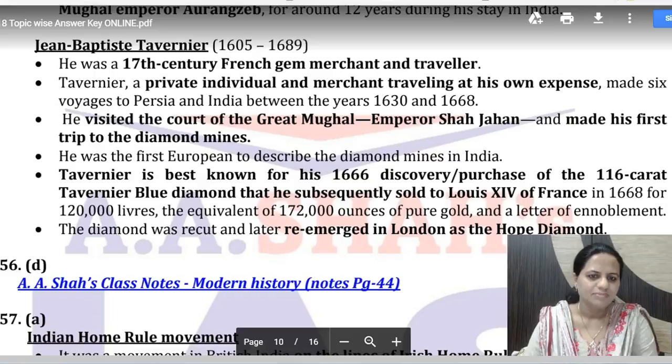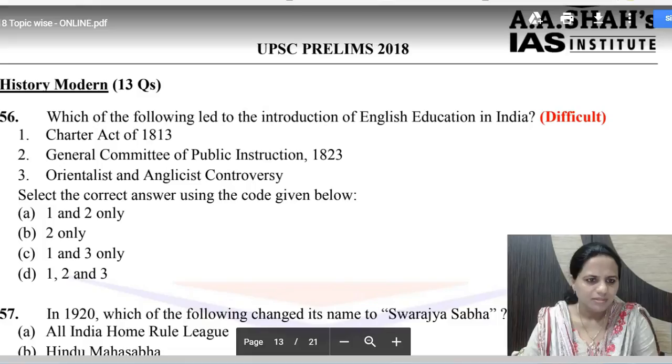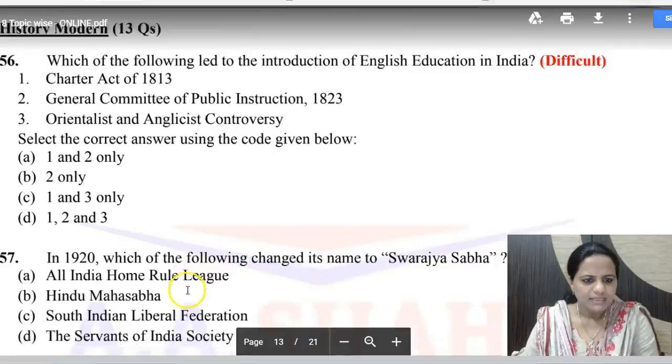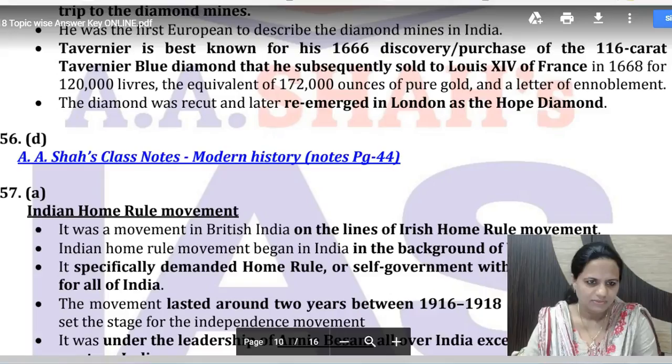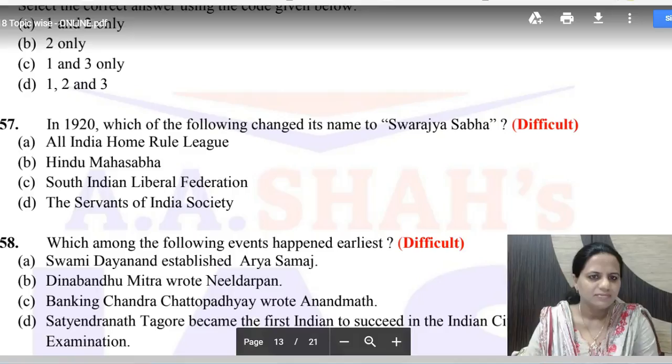So 56 is D. Then next is, in 1920, which of the following changed its name to Swarajya Sabha? Again, this is something which is not in standard History Modern textbooks which are recommended. Here the correct answer is All India Home Rule League. So again, this is a difficult question.